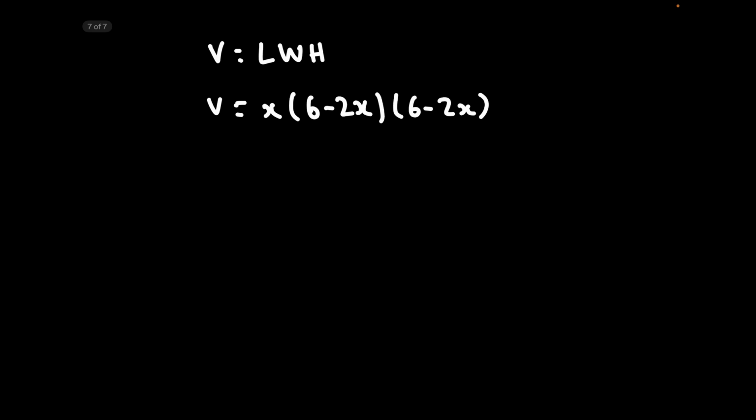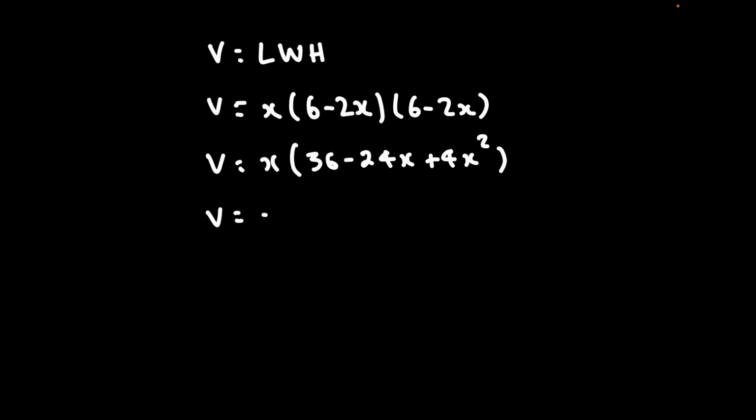So first thing I'm going to do is expand all of this out. So I can have the x on the outside and simply expand this bracket here. So that would give me 36 minus 24x plus 4x squared. And then I can expand out the x. So if I expand out the x, I get 36x minus 24x squared plus 4x cubed.